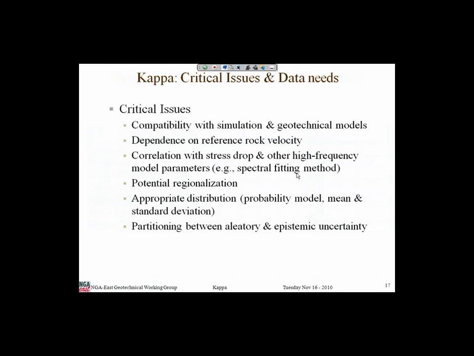So, some critical issues and data needs. Some critical issues: compatibility with simulation and the geotechnical models. Well, I think that basically we're coming together saying really the simulation and geotechnical rock or reference rock is really going to be the same. So maybe that's not a critical issue at this point unless people think that something different should be done. Its dependence on the velocity. Yusuf also mentioned that Kappa may be dependent on velocity. I've also proposed this as an issue.